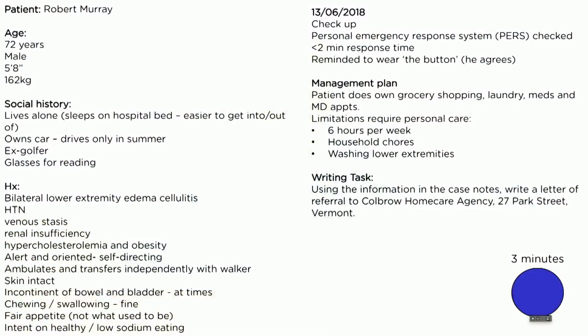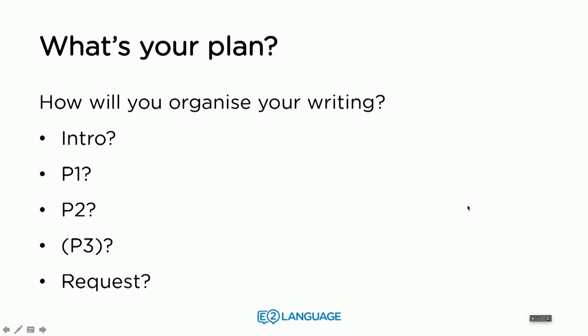Here's the way that you should do this when you're writing it. Put yourself in the shoes of the recipient. If you were the recipient, if you were the home care agency or the home care nurse, what would you want to know, and in what order would you want to know it? How would you want the letter to be organized so that you very quickly and easily can understand what's going on with Robert Murray, for example? Cool, let's do this.